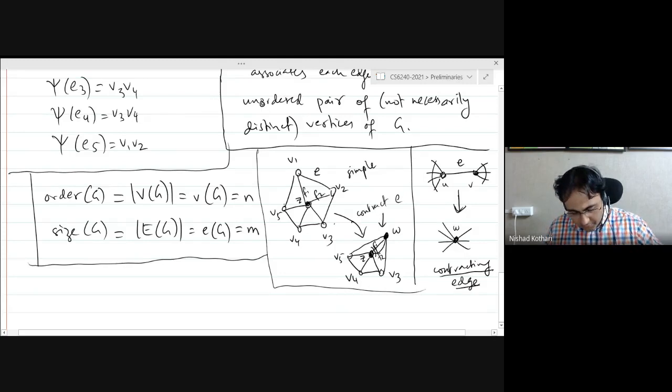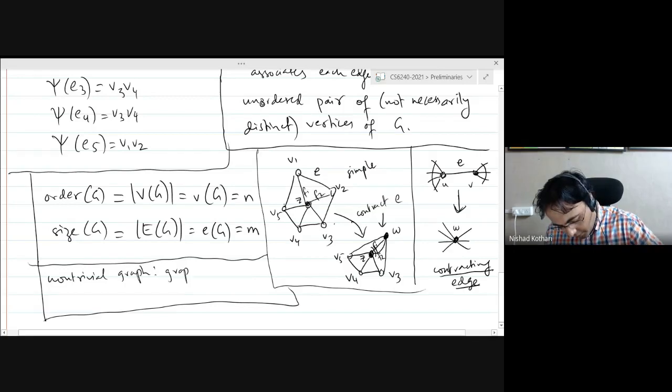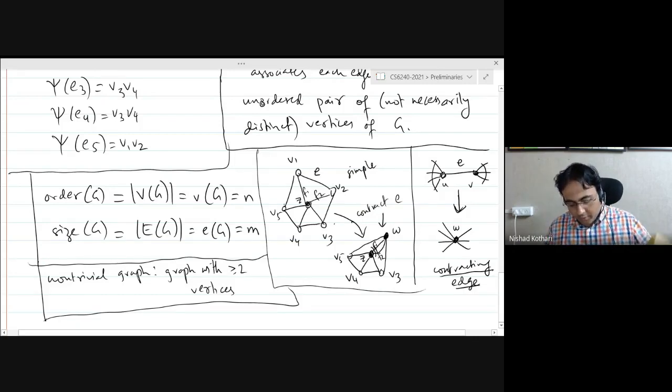Okay, I want to just define two more things based on the order and the size of the graph. Actually, just the order. So a non-trivial graph is any graph that has at least two vertices. It often becomes very easy to state things without saying that the graph has at least two vertices. Otherwise, we will call it a trivial graph. So a trivial graph is very useless.